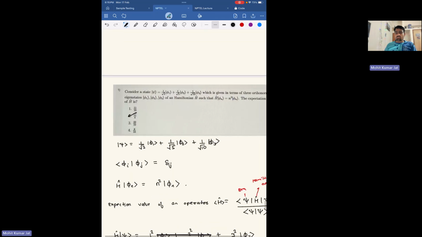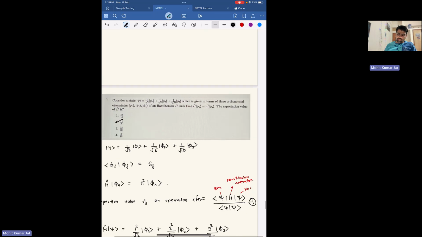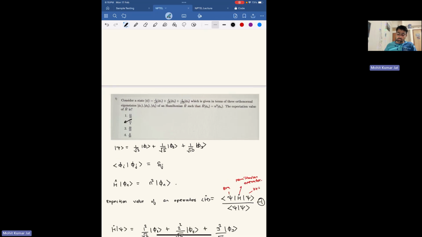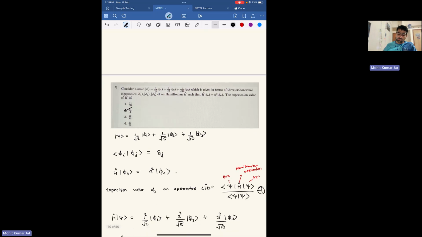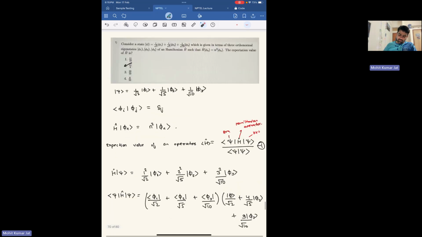So the question which was asked in the very first question is like the wave function is given psi, which is a linear combination of three different wave functions phi1, phi2, and phi3. These functions are orthonormal with respect to each other. Orthonormal means the inner product of psi i, psi j will be delta ij, where this will be 1 or 0 depending on if i is equal to j and i not equal to j.